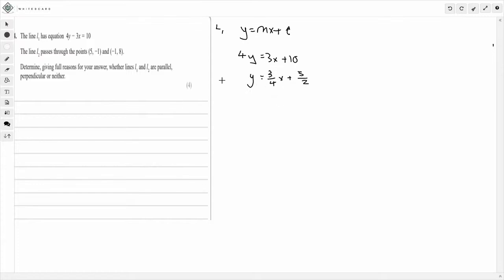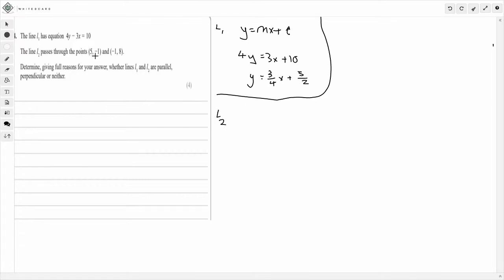So, if L2 and L1 are parallel, what that means is that L2 either has to have a gradient of 3 over 4. That would mean they're parallel. It either needs to be minus 4 over 3 to be perpendicular, or if it's something totally different, then it's neither. So that was L1. Now L2, let's check.